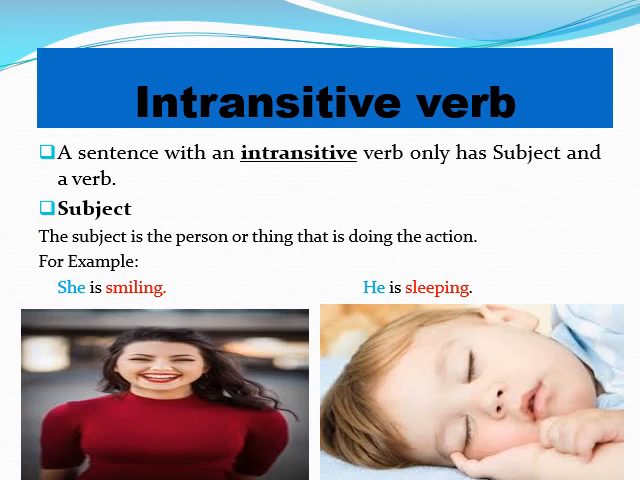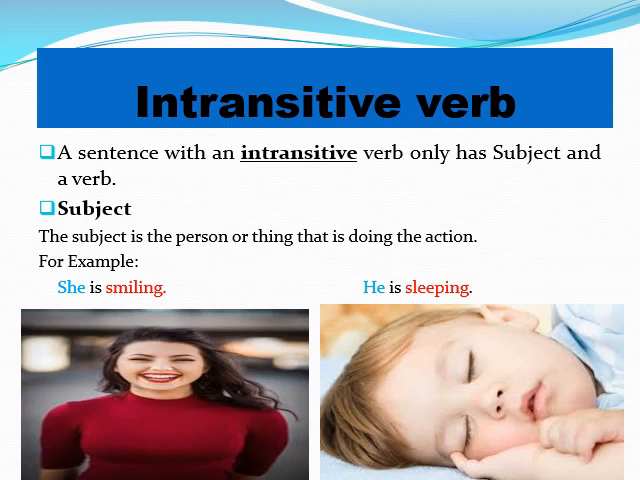Now I'll discuss the intransitive verb. A sentence with an intransitive verb only has a subject and a verb. The subject is a person or thing that is doing the action. For example, she is smiling. So she is a person doing the action and the action is smiling. So here the verb smiling is intransitive because the sentence is based on the subject she and the verb smiling.